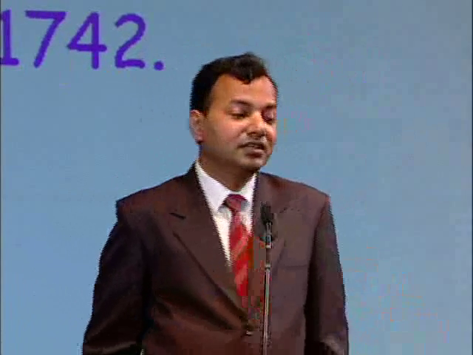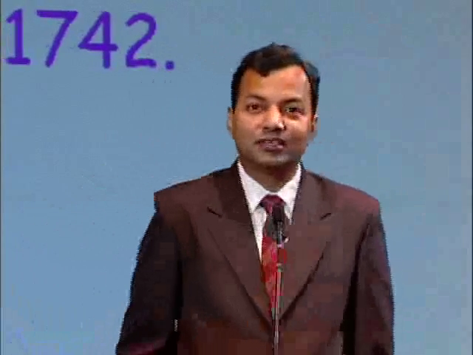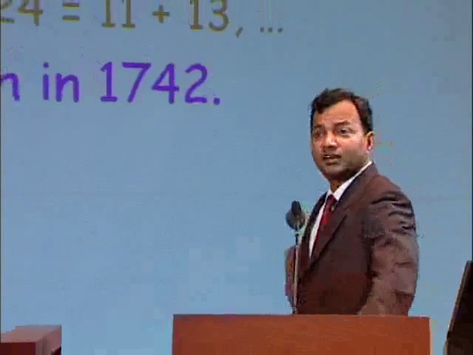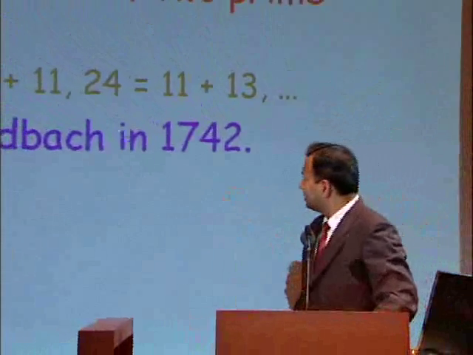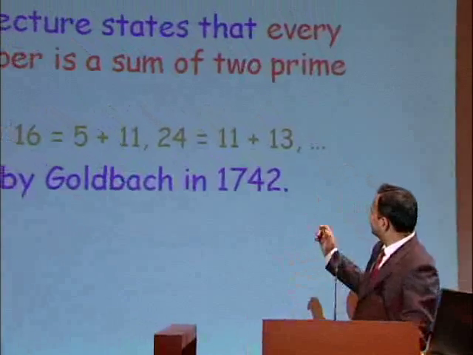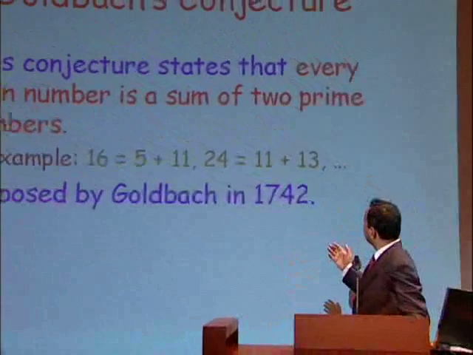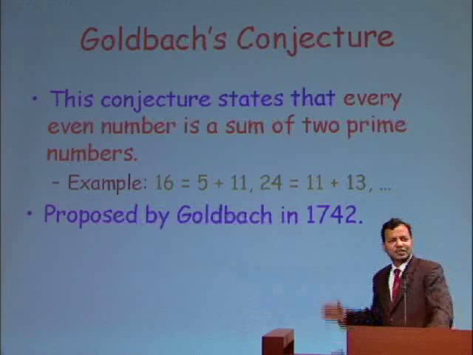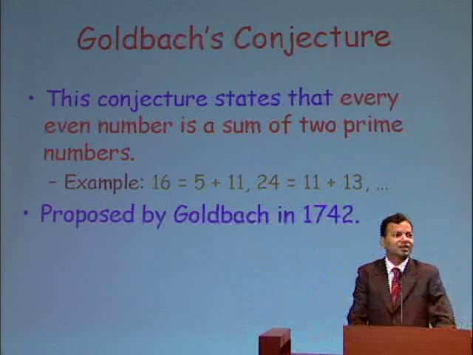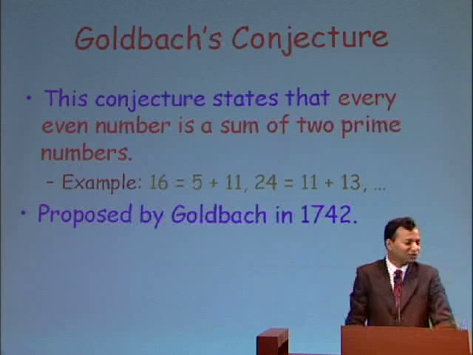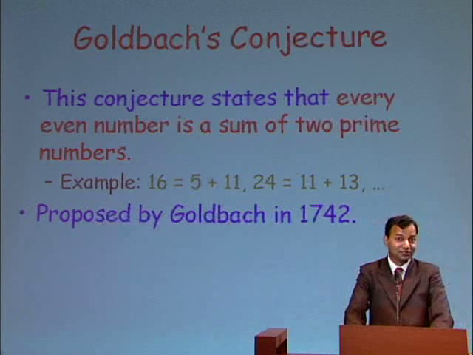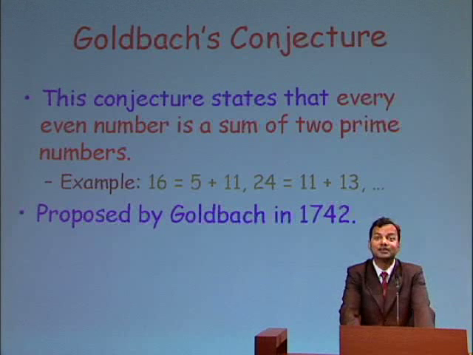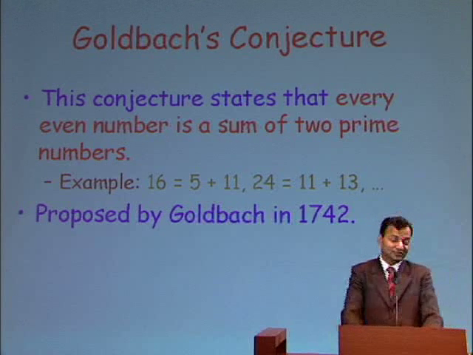Another very important conjecture which remains unanswered is Goldbach's conjecture, and this is a really long-standing conjecture. It was proposed in 1742. Goldbach was a contemporary of Euler. It's a very simple conjecture. It says that every number, or every even number rather, is a sum of 2 prime numbers. It has been verified up to 10 to the 20 or so, and it seems to be holding. So people believe this to be true, but we don't really know the answer yet.